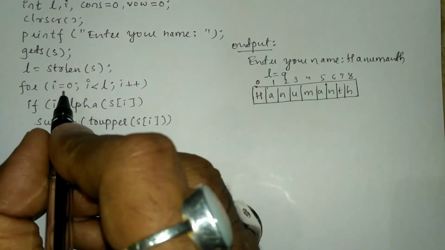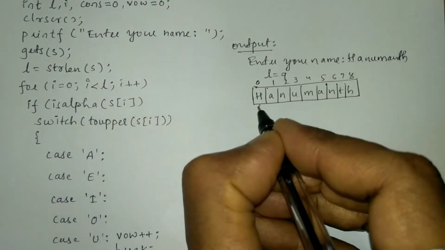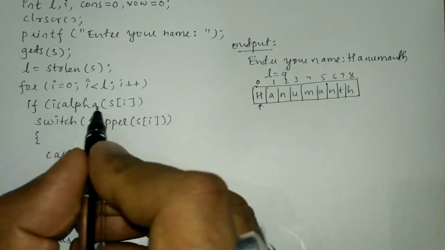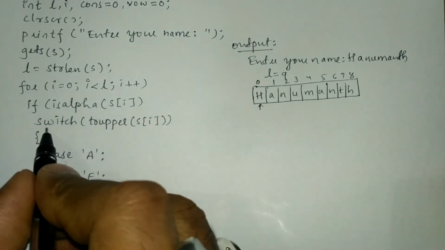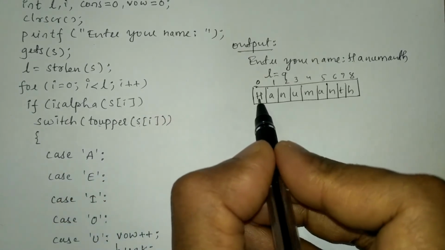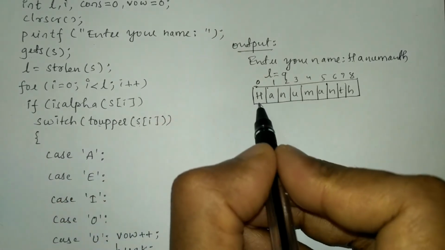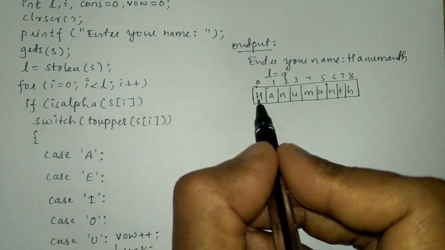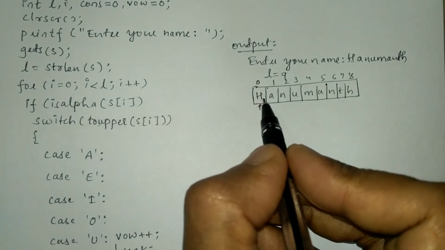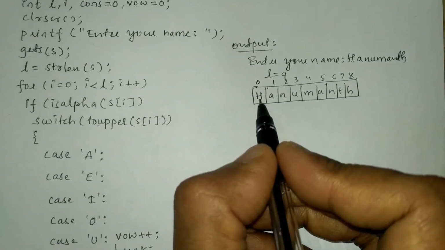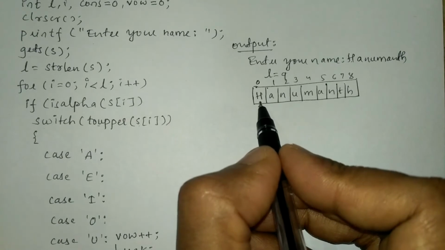s[i] for the first time it is 0. So here it is pointing to H, right? So H is alphabet. It is true. If it is true, then switch to upper. Means what? If it is lowercase letter, then it will get converted into uppercase. Here it is uppercase letter only. Hence, it is not going to convert uppercase into uppercase. Correct? It is practically not possible. It is already in a uppercase letter, right?